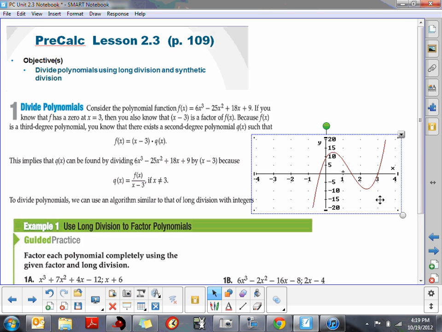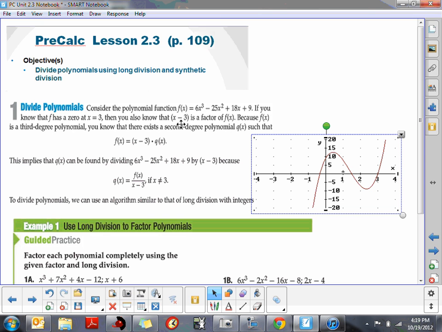It represents the 0 of the function. A lot of times we'll call these roots of the function. 3 will be a root if it's a solution, which it is. So that's the one we're really focused on right now. So then if x equals 3 is a 0 of the function, that meant that x minus 3 had to be a factor of the function f of x.